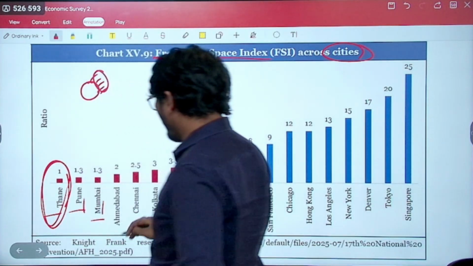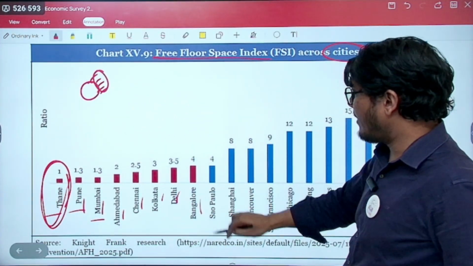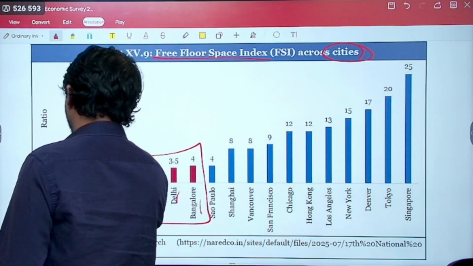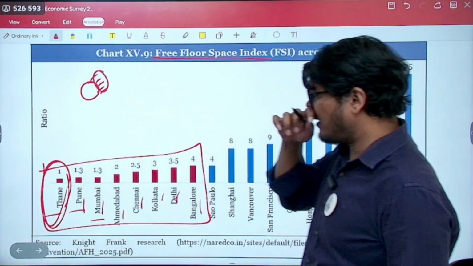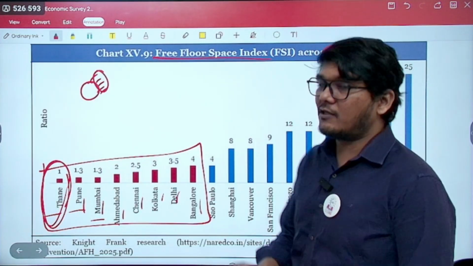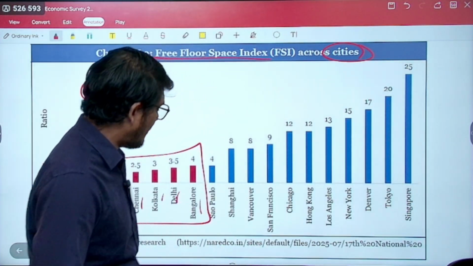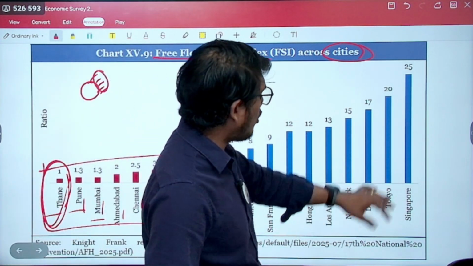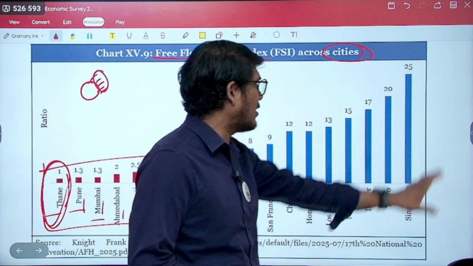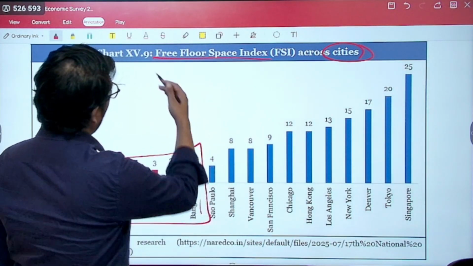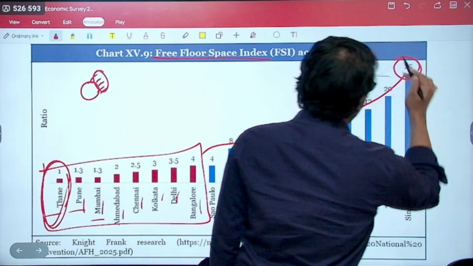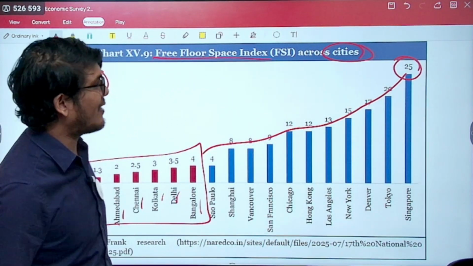Then you have Pune, Mumbai, Ahmedabad, Chennai, Kolkata, Delhi, Bangalore. All these are Indian cities. You can see that the floor space index is quite low. Whereas if you look at the top cities of the world, Sao Paulo, Shanghai, Vancouver, New York, Denver, Tokyo, Singapore, and all, the floor space index is actually quite high. In fact, here it is as high as 25.